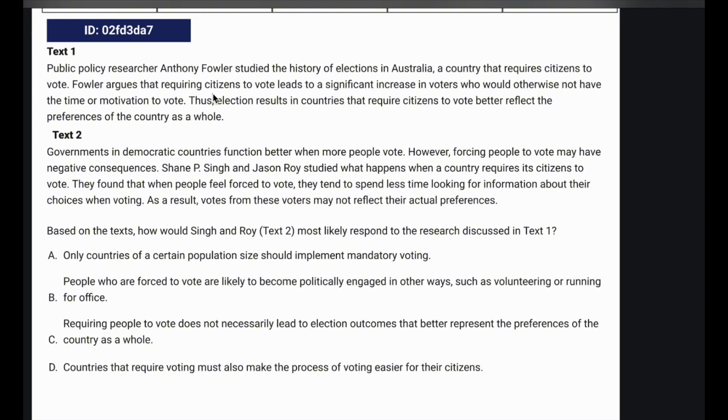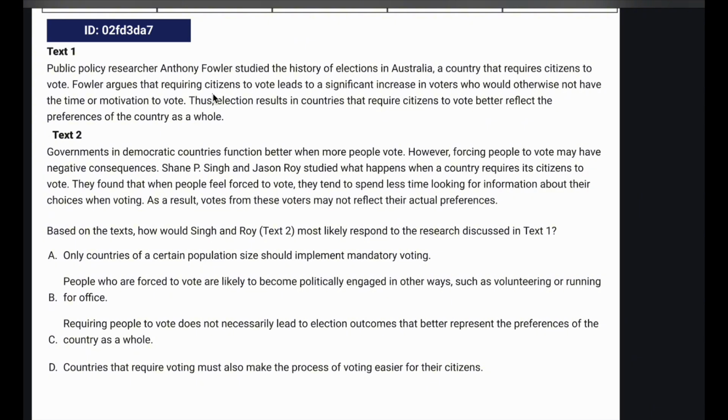What was preferences in Uzbek? Something like, you choose something. That's called preference. Basically, oh my god, my Uzbek sucks actually. So you choosing is basically called preference. Okay. Thus, governments in democratic countries function better when more people vote. However, forcing people to vote may have negative consequences.